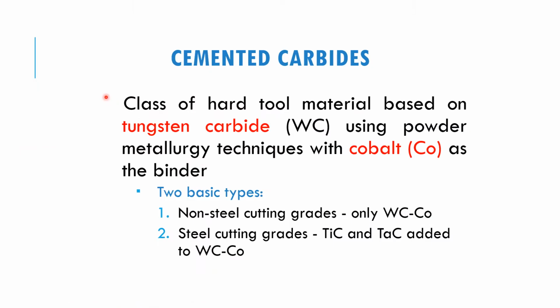The next one is cemented carbide. Cemented carbide is a class of hard tool material based on tungsten carbide. It uses a powder metallurgy technique where cobalt is used as a binder. The two basic types are the non-steel cutting grade, with only tungsten carbide and cobalt, and the steel cutting grade, which is added with additives such as titanium carbide or tantalum carbide to the tungsten carbide and cobalt.